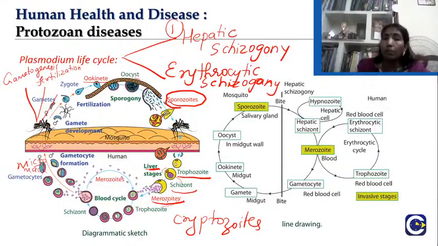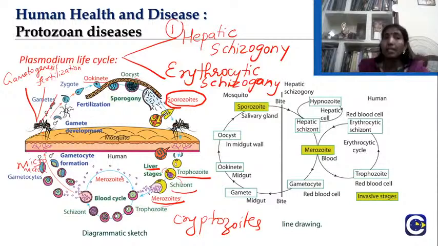From the metacryptozoite, we have the microform, the smaller version, which will affect the RBC. So now in the RBC, they attack the hemoglobin, and the trophozoites will be formed. They have a lot of stages and schizont is formed. From the schizont, there will be release of these gametocytes. Micro and macro gametocytes are formed, the micro is the male and the macro is the female.